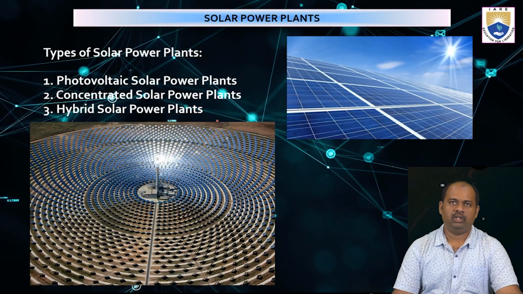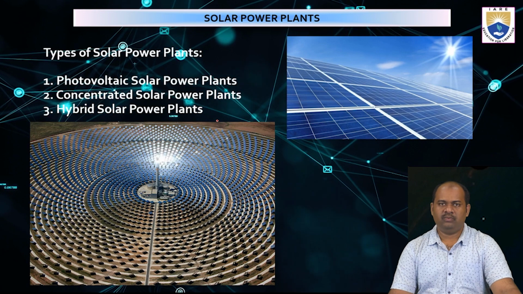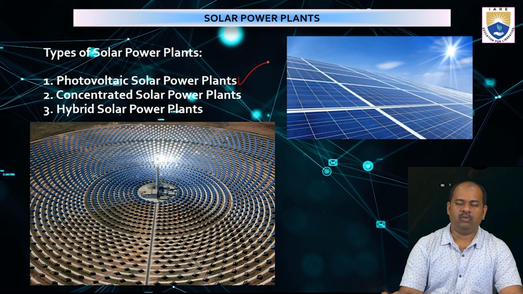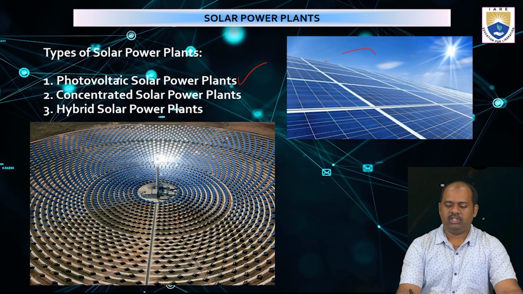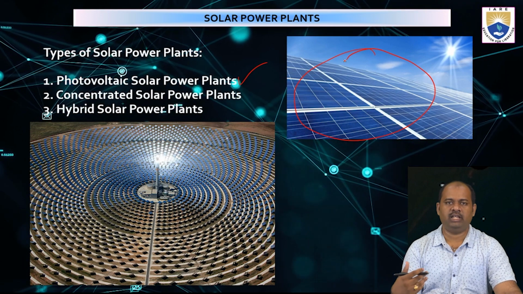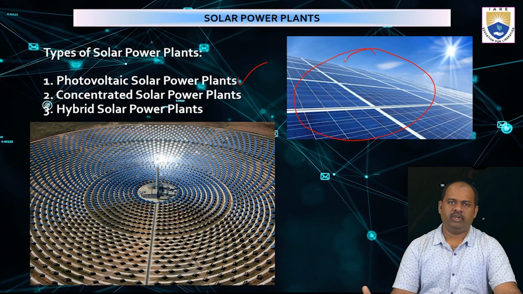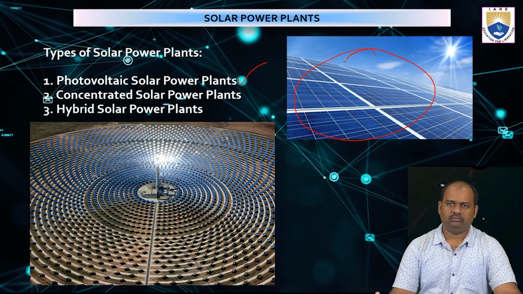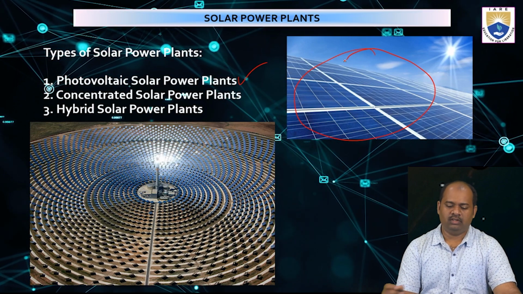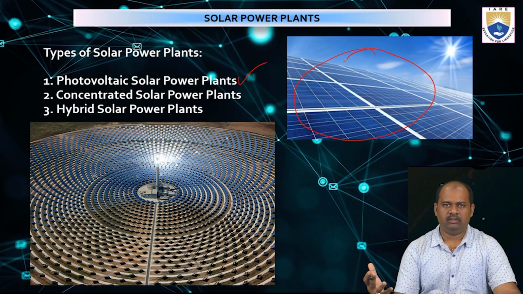Next we will go to types of solar power plants. In this slide we can see there are three types. First is photovoltaic solar power plants, where, in this picture, we install solar panels connected with electrical wires, and these are connected to batteries or can be directly fed into the electrical grid. This is the first kind, where we use photovoltaic plates.